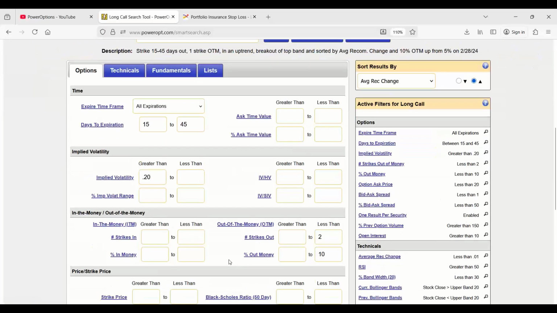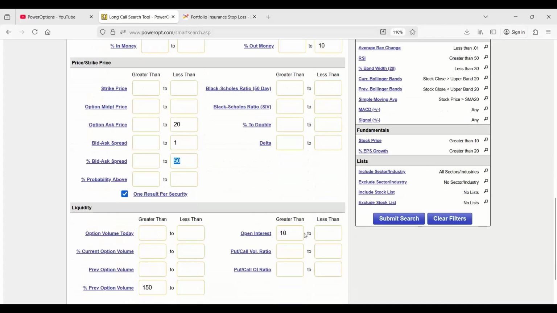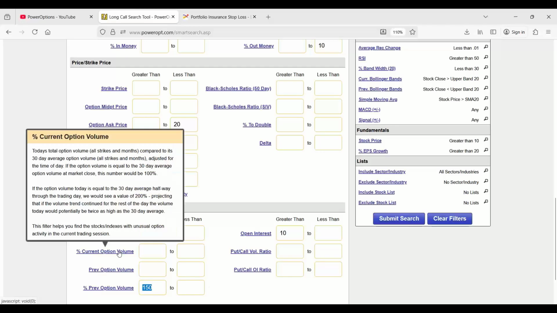Like I said, we're looking 15 to 45 days out in time. Some implied volatility on the position, not going more than 10% out of the money, keeping right at the money. Option ask price less than $20, limiting the bid-ask spread, and more importantly, the percent bid-ask spread on the position. Some basic open interest, and we're looking for options that showed increased option volume, the percent current option volume.